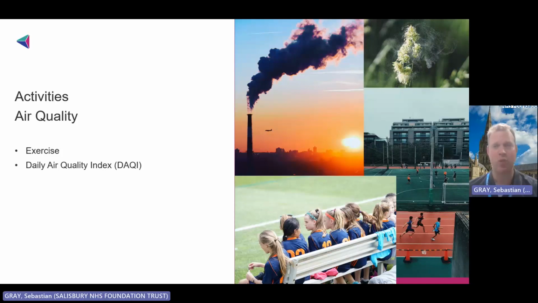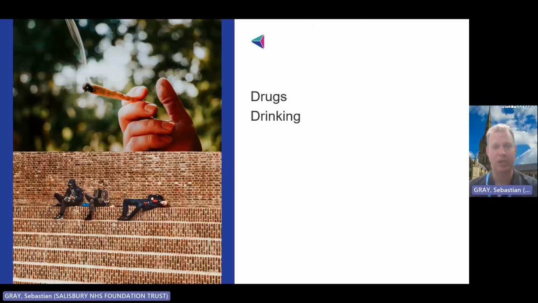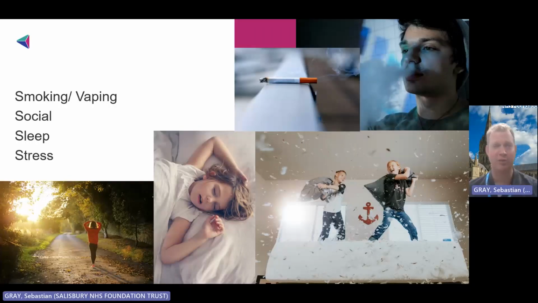Air quality is unfortunately playing a bigger and bigger part in asthma management, and being aware of the daily air quality index to allow children and young people to plan for what they can and can't do based on the air quality is really important. D is for drugs and drinking, both of which can play a part in asthma control. S stands for lots of different things.